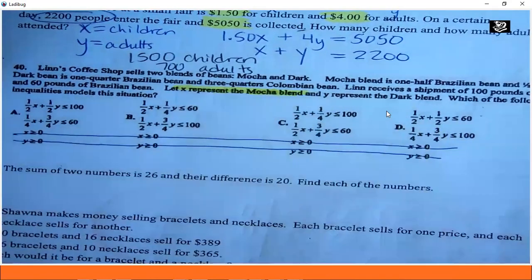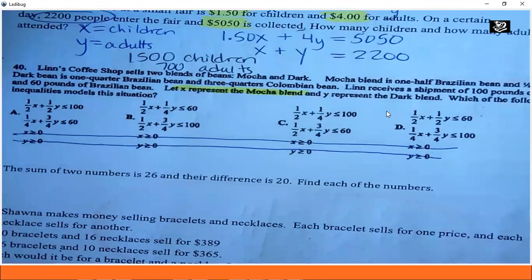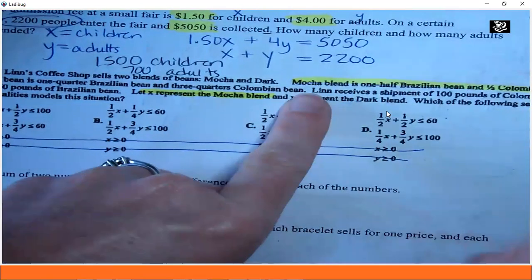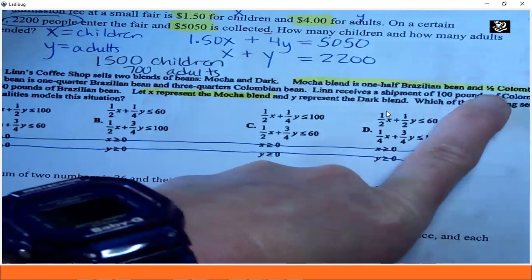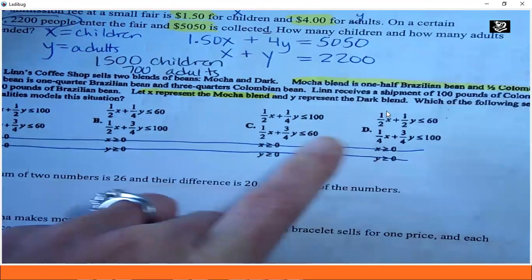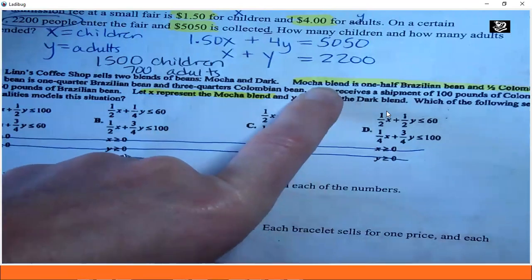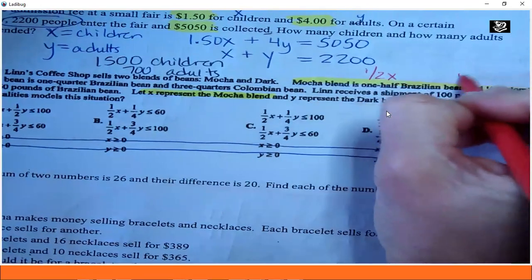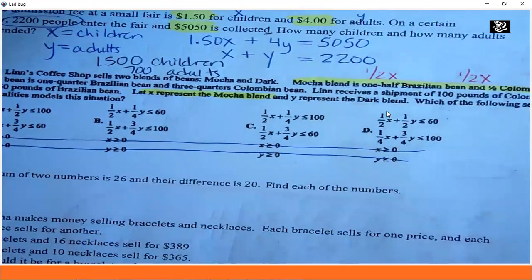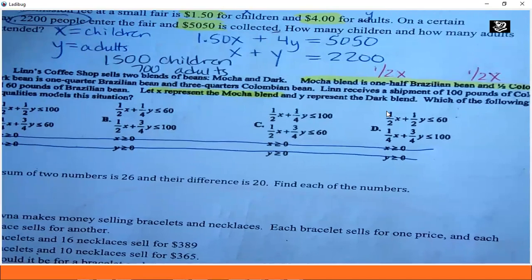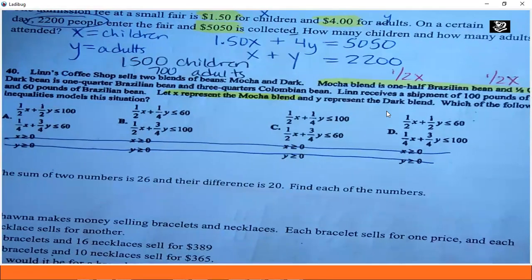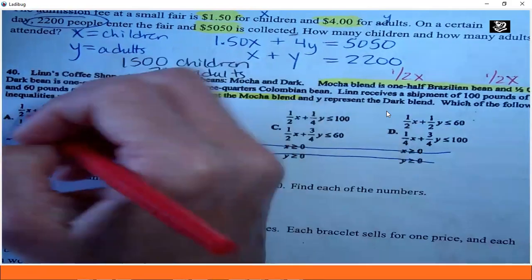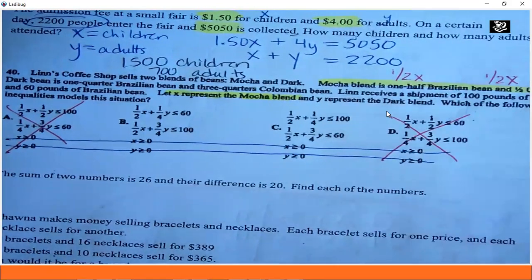And what else do they tell me about mocha in this problem? So mocha is 1/2 and what else? 1/2. And mocha is the, what letter do they say to use for that? X. So that means it should be 1/2 X and 1/2 X because they told you to use X for mocha. Which answer choice has 1/2 X and 1/2 X in it? B and C. So I can mark out A and D.